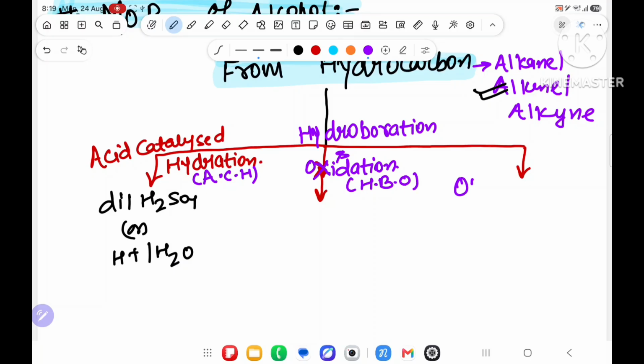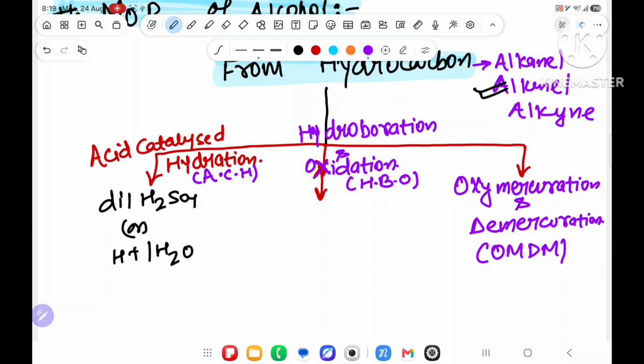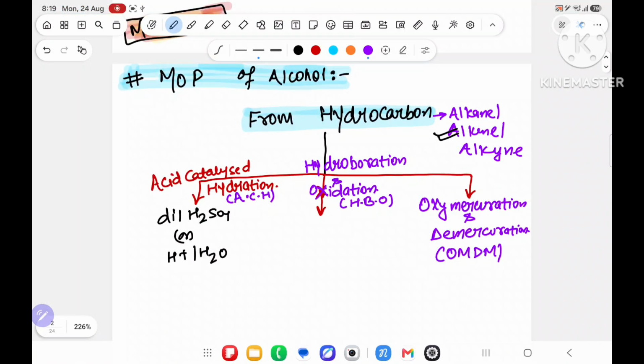Third one is oxymercuration and demercuration. Oxymercuration, demercuration, short form OMDM. Means there are three methods to produce alcohol from hydrocarbon. First method is called acid catalyzed hydration, that is ACH. Second method is called hydroboration oxidation, that is HBO. Third method is called oxymercuration and demercuration.